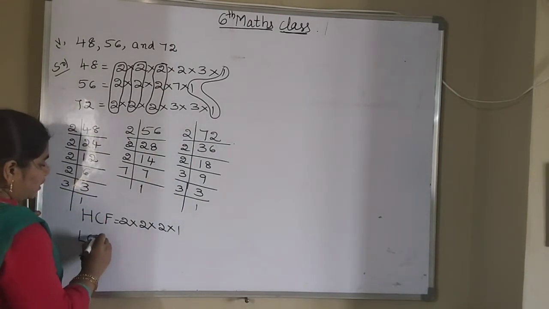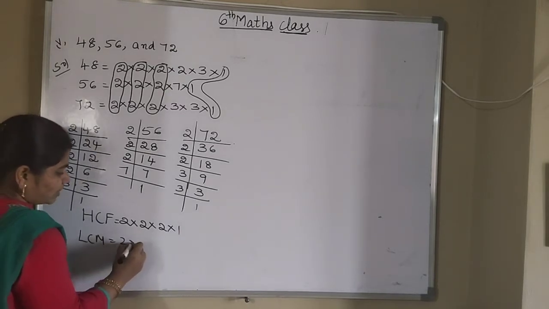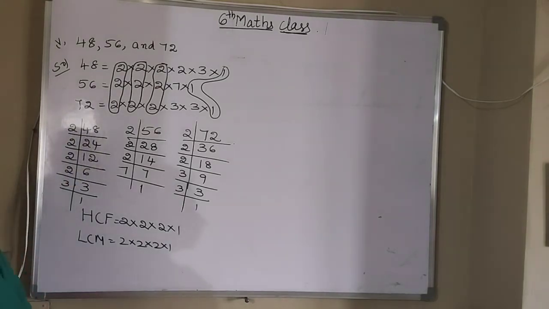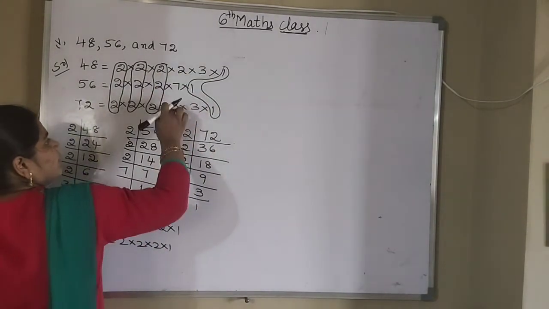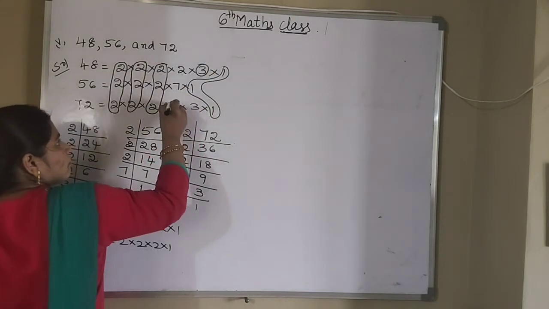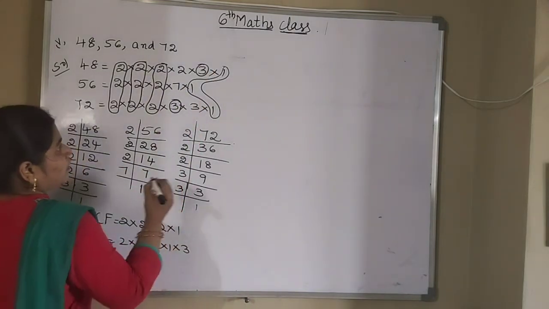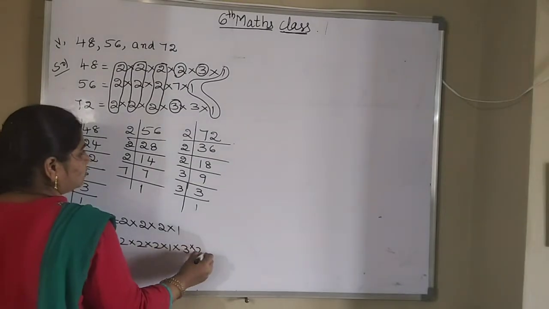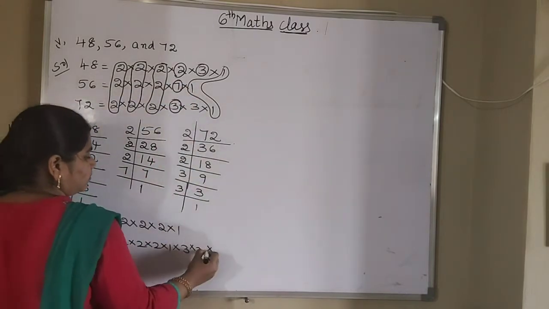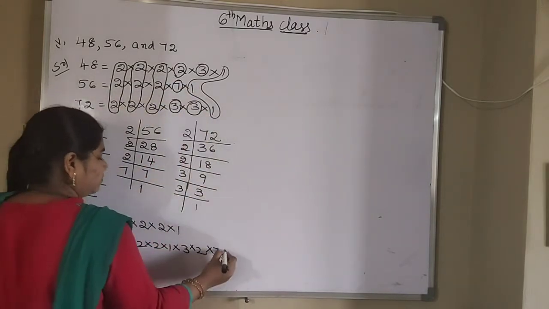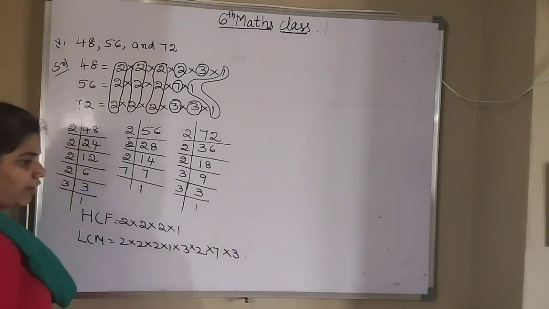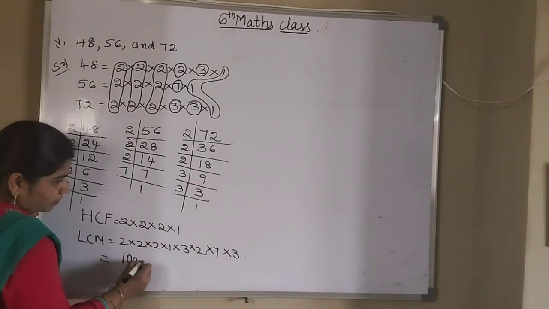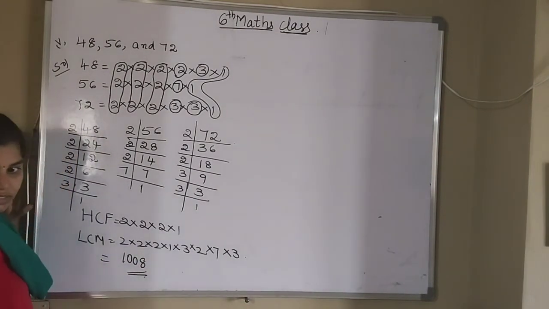Now how to find the LCM? This HCF value you write as it is. Now we have to take the remaining numbers. From these 2 3's you can take 1 3 as common, and every remaining number is alone. So 2 as it is, 7 as it is, and 3 as it is. Now we have to multiply all this. If you multiply, how much will you get? 1008.